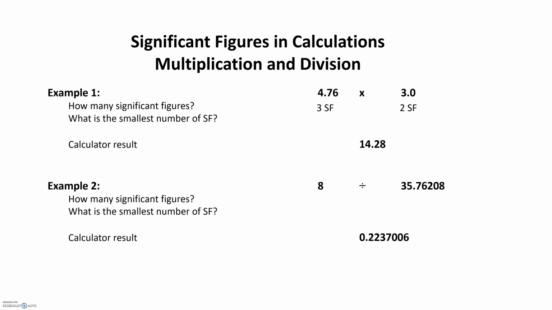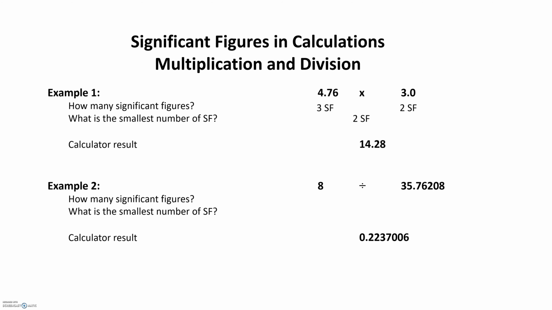All right, so now that we know how many significant figures are in each of our numbers involved in this math process, we need to decide which of those is the smallest number of significant figures. Hopefully this is not the hard part. So 2 is our smallest number of significant figures.